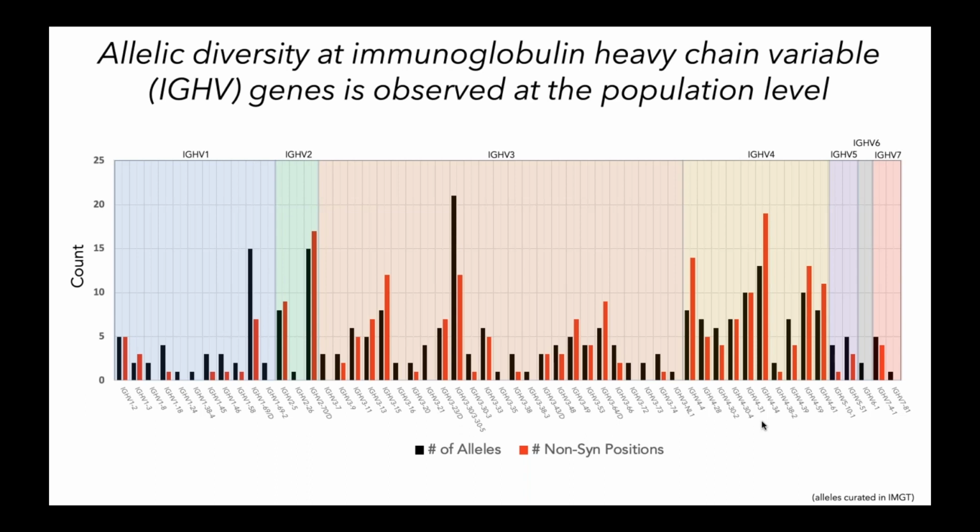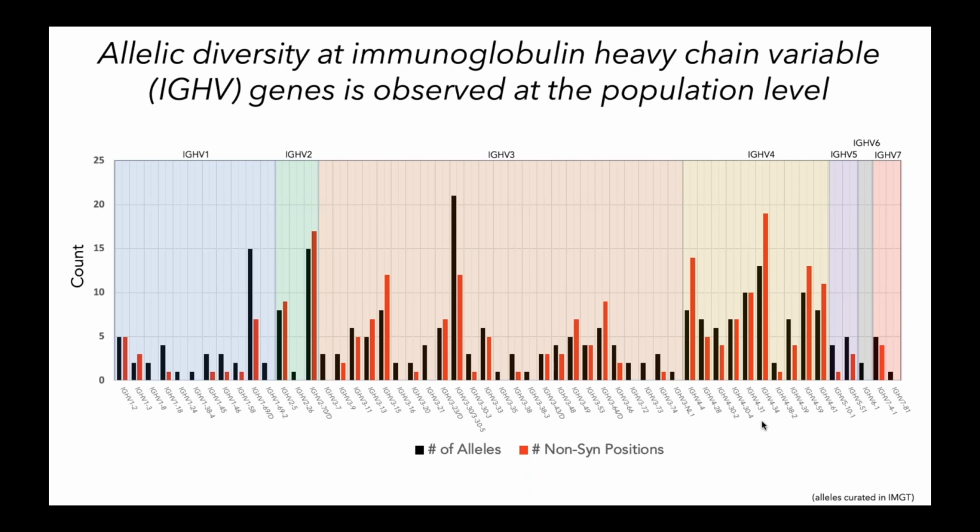And so it's been appreciated for several decades now that, like we see at other immune loci in the genome, there's a great deal of allelic diversity within the coding segment. So this is a plot showing known alleles that are curated within the IMGT database for all the different V segments. And you can see that there's variability across these V segments, with some genes having a lot more alleles than others.